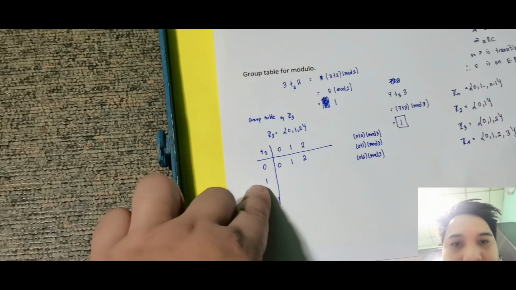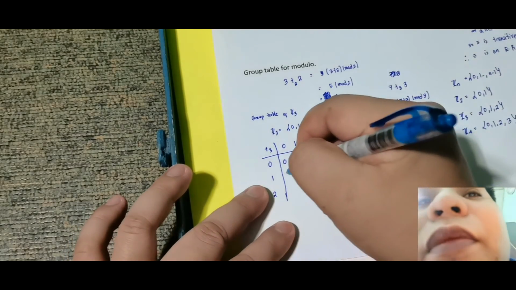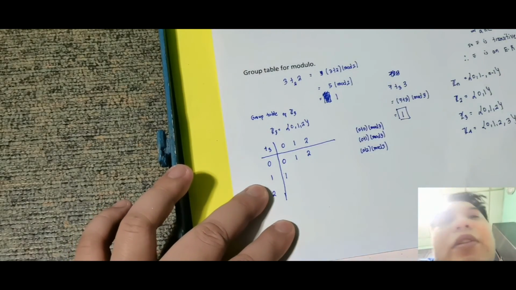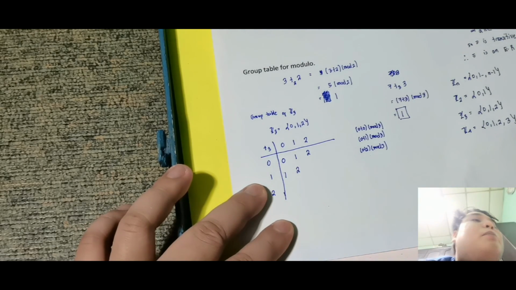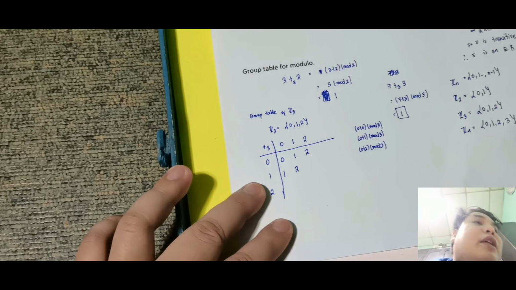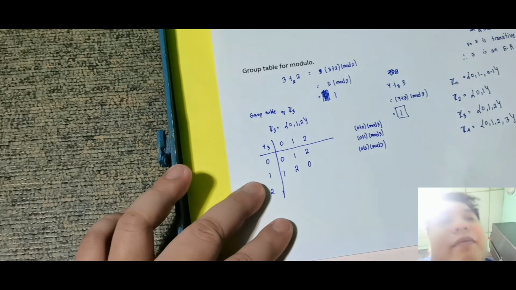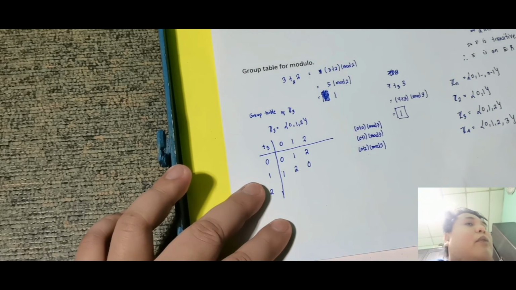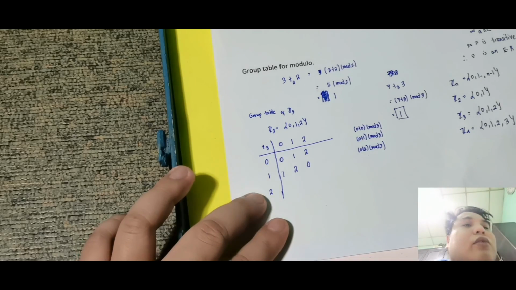Okay, punta tayo sa node. 1 plus 0 modulo 3, that is 1. 1 plus 1 modulo 3, that is 2 pa rin, kasi hindi naman lumagpas. Next, 1 plus 2 modulo 3. So 1 plus 2, that is 3. Modulo 3, ano remainder? That is 0. Tama. So ano yung remainder pag dinivide ko si 3 kay 3? That is 0.